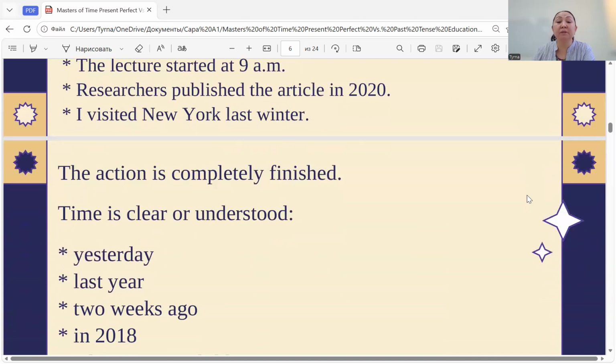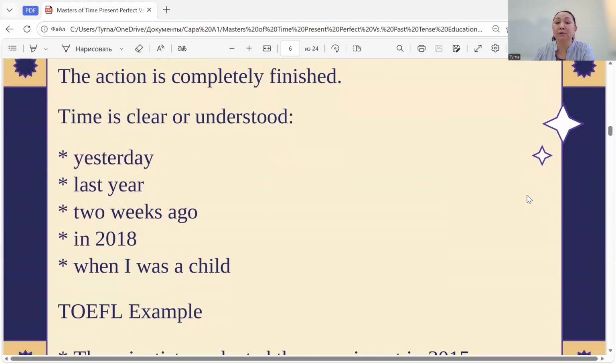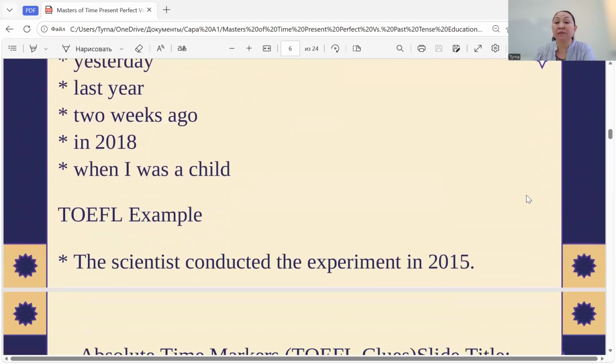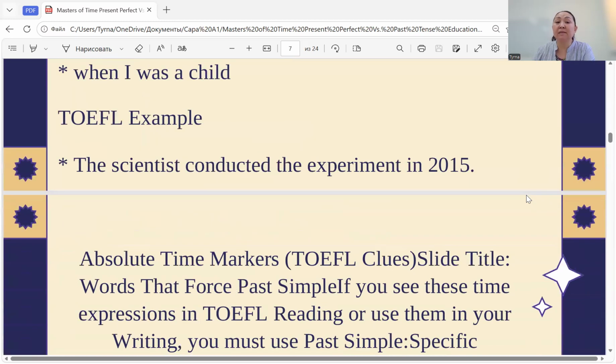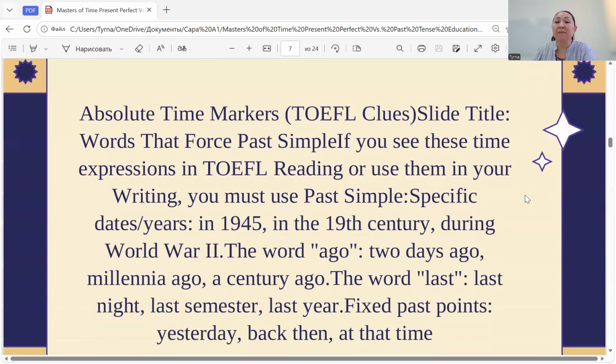The action is completely finished. Time is clear or understood. Yesterday, last year, 2 weeks ago, in 2018, when I was a child. TOEFL example: The scientists conducted the experiment in 2015.